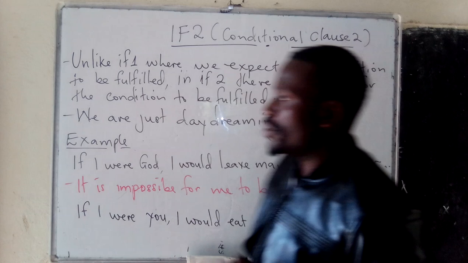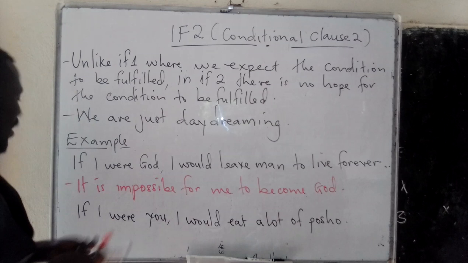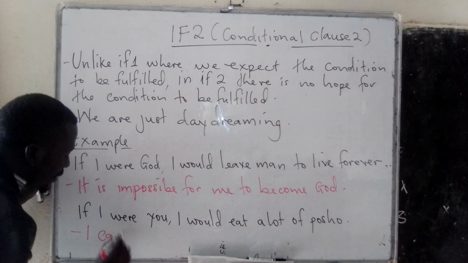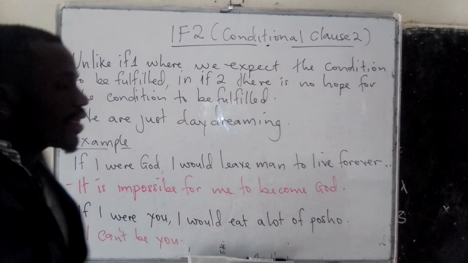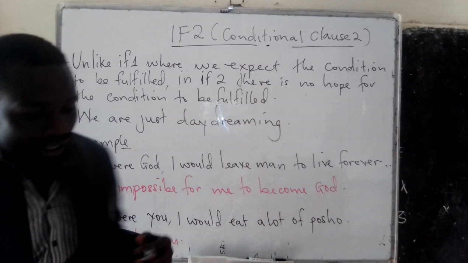Okay? There will not be any day when I will wake up and I'm you. No, you will remain you and I will be me, until the day I die. I will never be you. So I can't become you. So this clause, if two, tells us about the impossibilities. Yes, it tells us about some things that will never come true. The impossibilities. Okay?